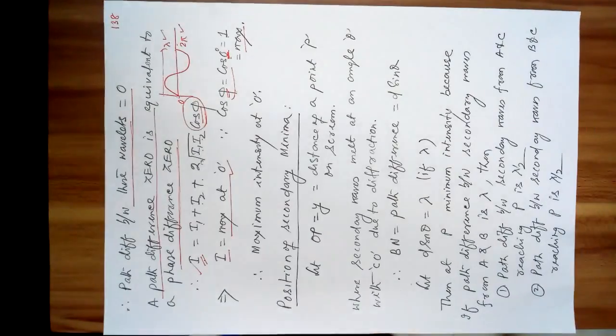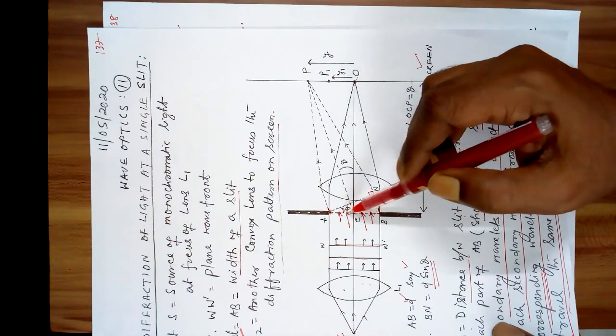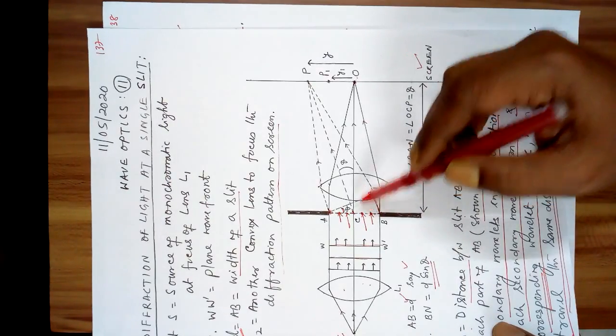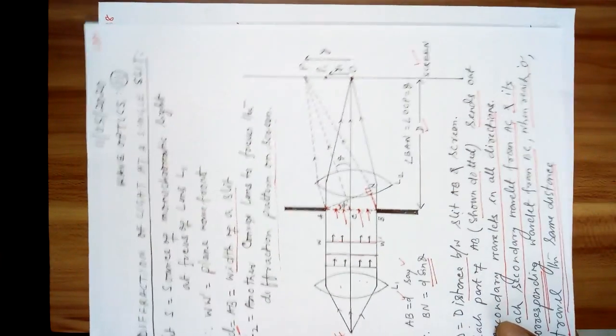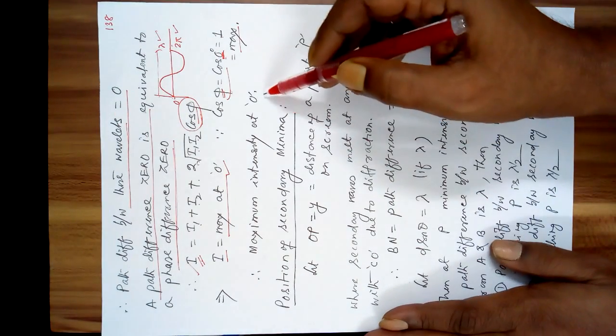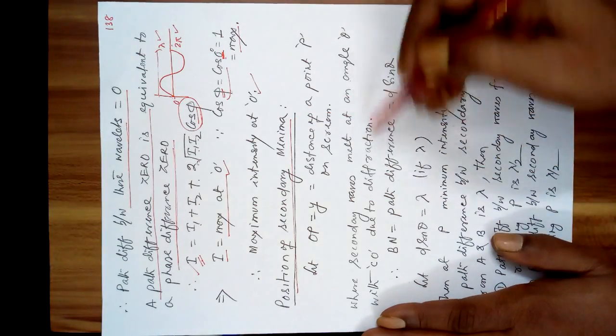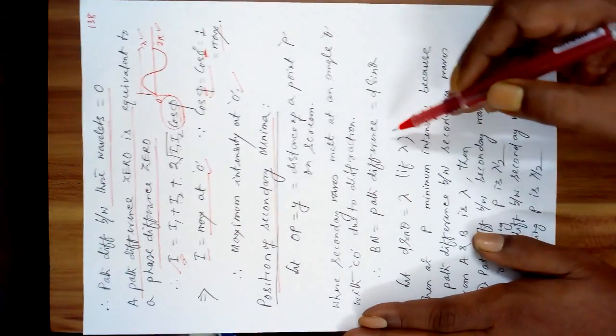It means at the point O on the screen, we will have a maximum intensity due to interference of waves coming from the part AC and coming from the part BC. At point O, we will have a maximum intensity, right? Now, the position of secondary minima. I will consider maxima later on. First, I am considering minima.